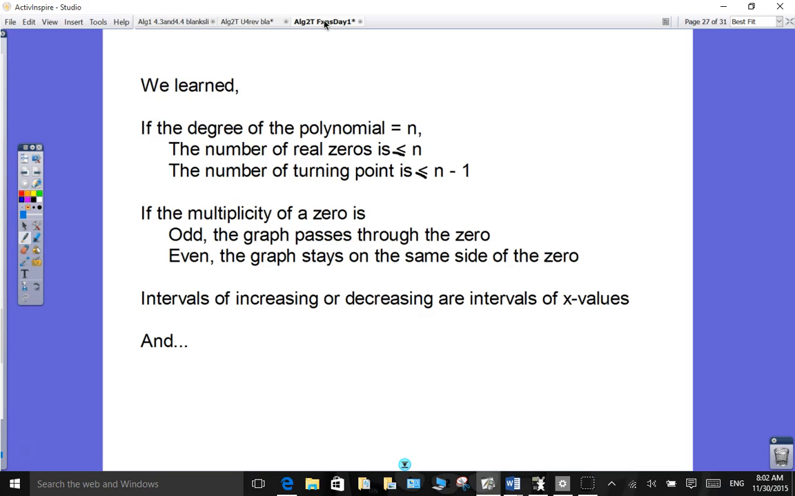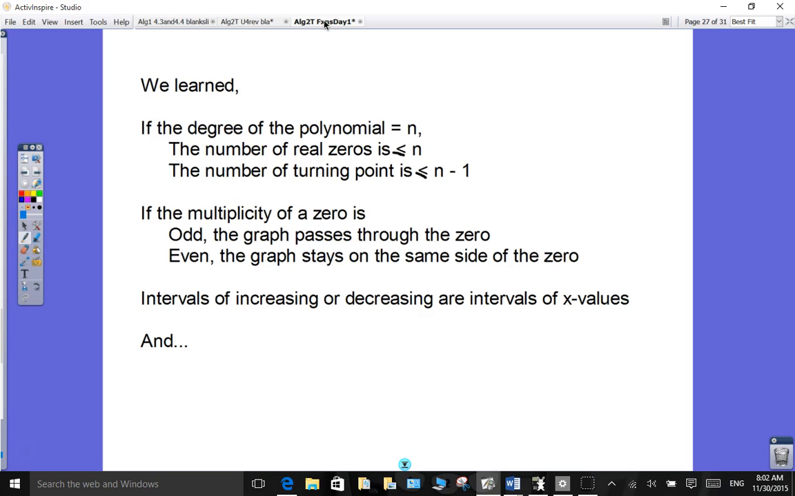So a linear is degree 1. It has no turning points. It's just a straight line. A quadratic is degree 2. It's a parabola. How many turning points? 1, right? A cubic can have 2. A quartic could have 3. It could have less than that too.